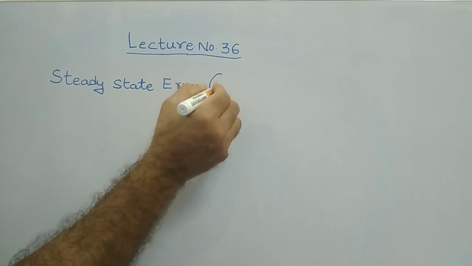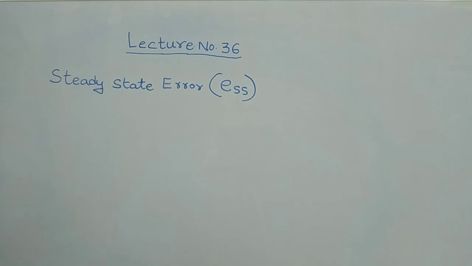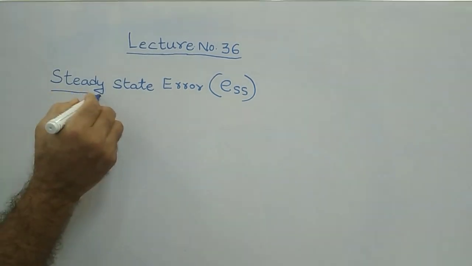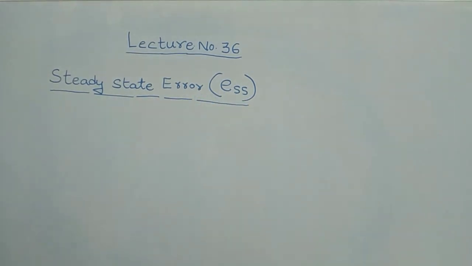Steady state error is denoted by E suffix SS. This is another important topic in control system. What is a steady state error? What is the importance of this? Steady state error is nothing but the error signal or the difference signal between the output and the input. Okay, I will explain.